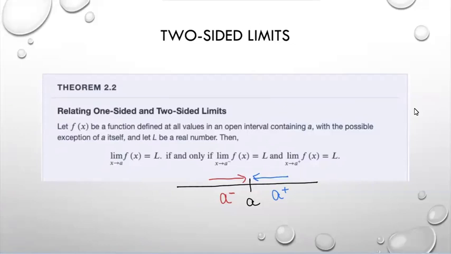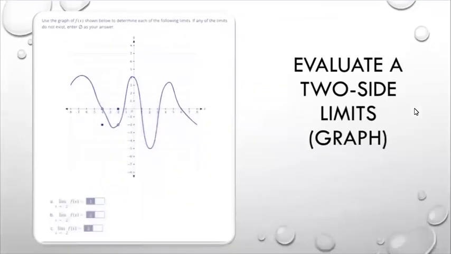When we do one-sided limits, the limit from the left and the limit from the right don't necessarily need to be the same. In the case that they are not the same, then we said that the limit of the function as x approaches that particular value doesn't exist. But if the two one-sided limits are the same, then the limit of the function exists. Let's see that in some examples with functions, evaluating two-sided limits from a graph.